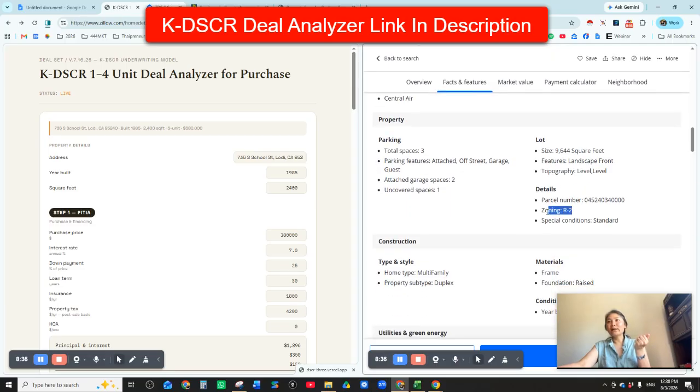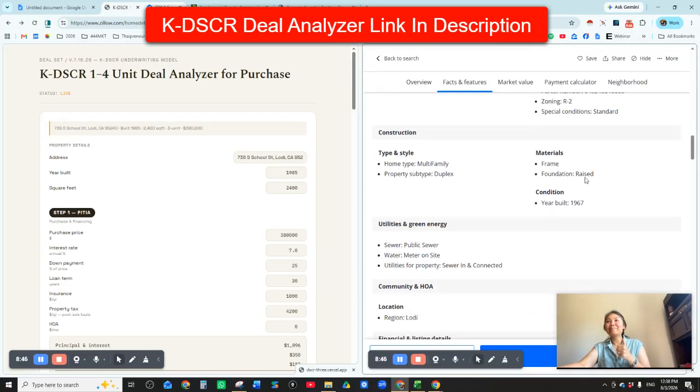Next one is zoning. R2 is a duplex zone, so that's correct because this property is a duplex, meaning it's not built against the zoning, so that's good. Foundation raised, okay.